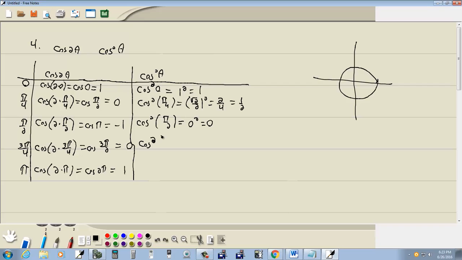And we got cosine squared of 3 pi over 4, which is right here, which would be negative square root of 2 over 2 squared, which gives us 2/4 or 1/2. And I got cosine squared of pi, and pi is -1, so we're going to have -1 squared or a +1. Now see, it starts at 0 and starts over.